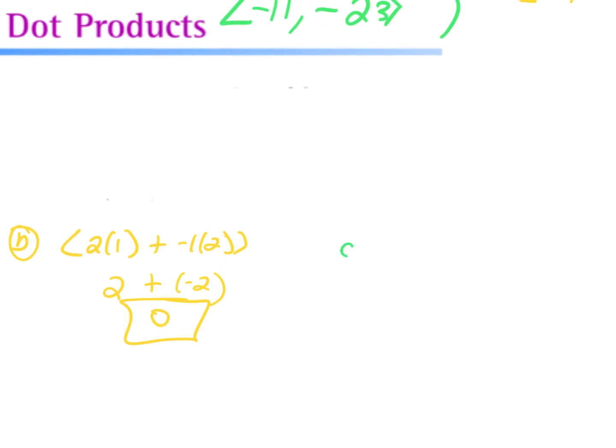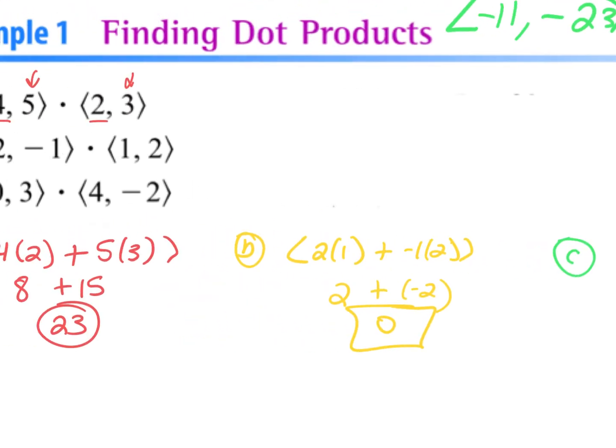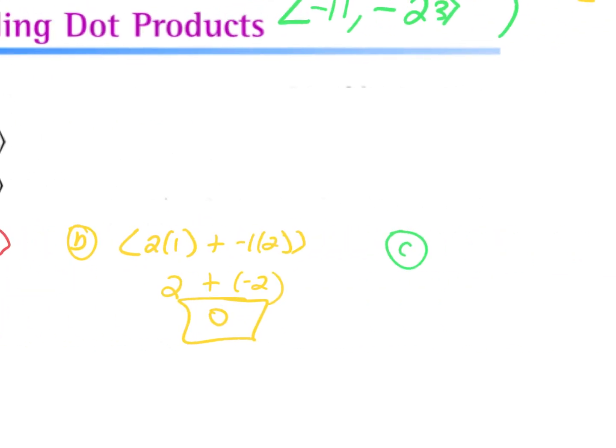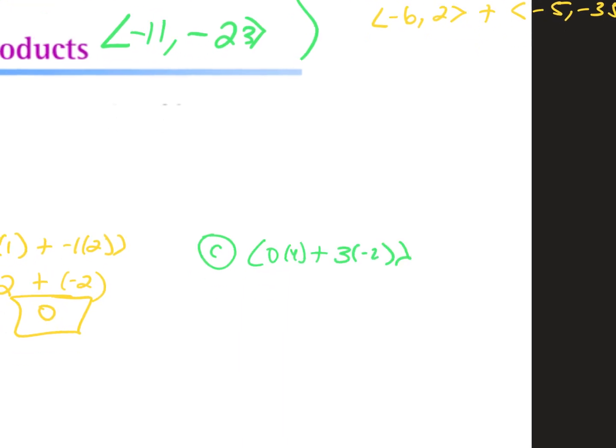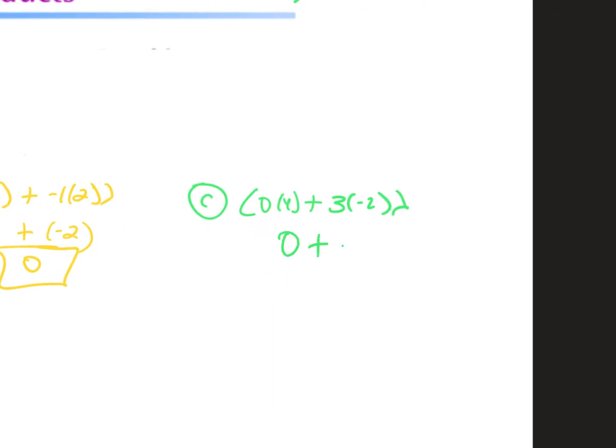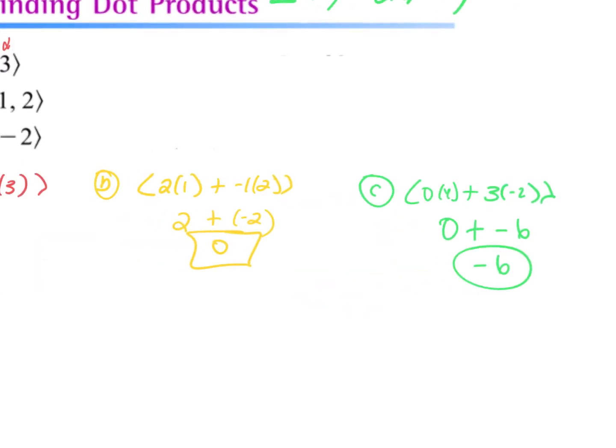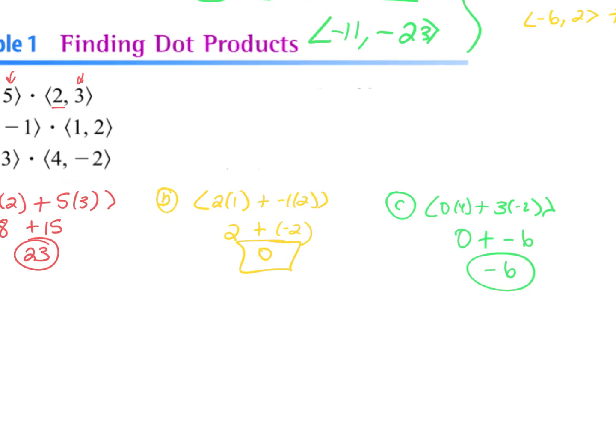All right, let's look at C. C is 0 times 4 plus 3 times negative 2. Okay, 0 plus negative 6 is negative 6. Okay, let's come back to our dot product of 0.